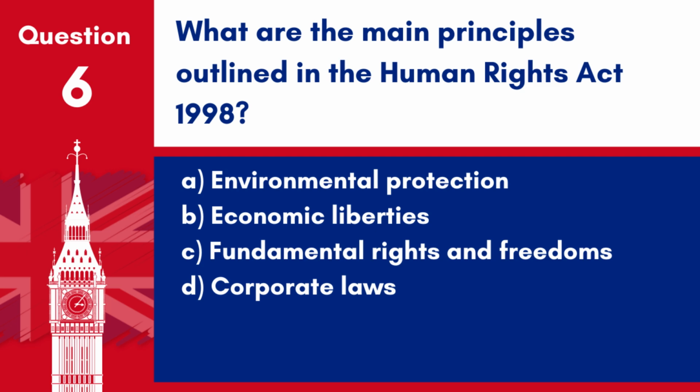Question 6. What are the main principles outlined in the Human Rights Act 1998? A. Environmental protection. B. Economic liberties. C. Fundamental rights and freedoms. D. Corporate laws.